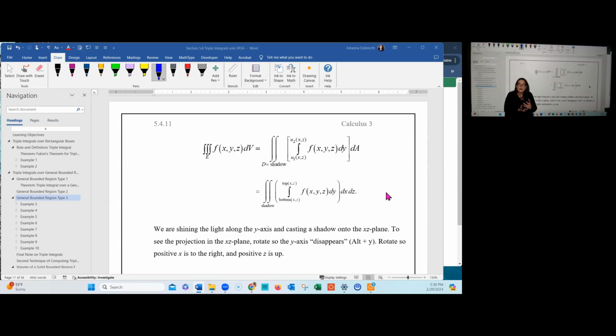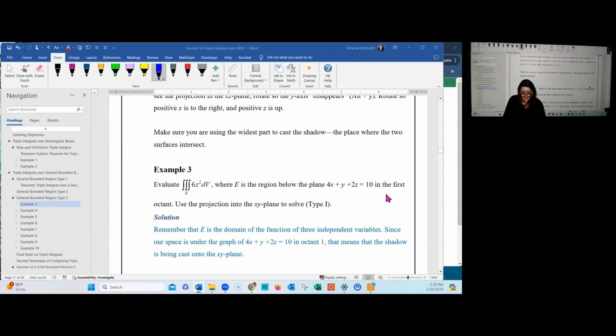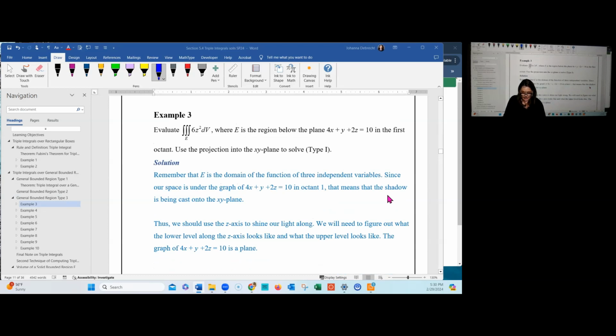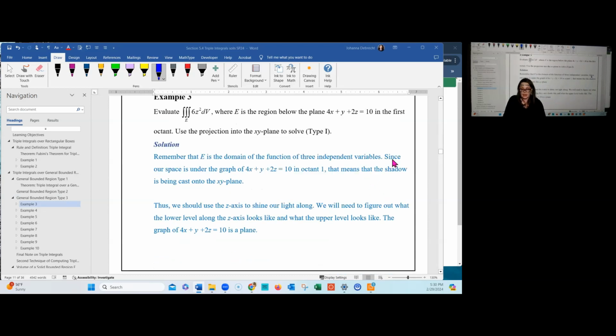Now, the easiest way to do this so that you have the y-axis disappear so you can see the shadow in the xz plane is to hold down the Alt key and press the Y key. That will cause the Y to come in or out of the page, and you'll be able to see the xz plane. We're now ready to go ahead and take a look at example 3.